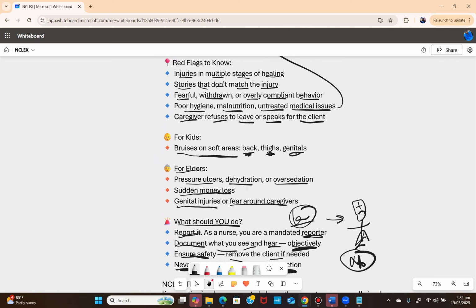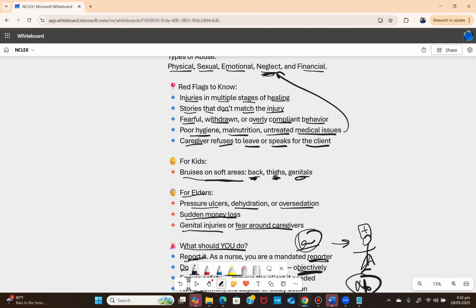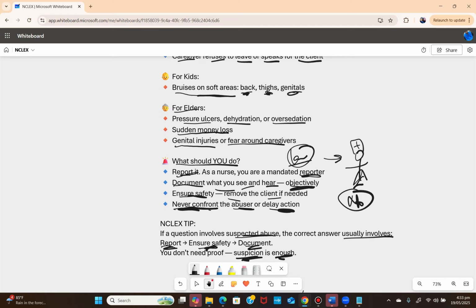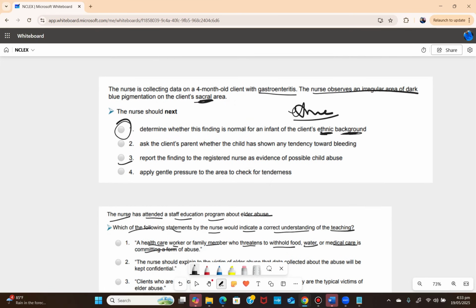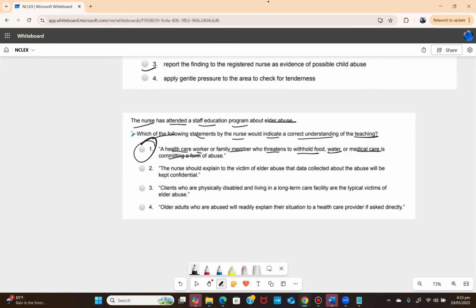Right. What will happen? There will be poor hygiene, malnutrition, and then what? Medical care. Then there will be untreated medical issues. Right. So obviously that is a typical sign of what? Abuse. Now the nurse should explain to the victim of elder abuse that data collected about the abuse will be kept confidential. Remember, we don't keep it confidential. As I said previously, we report it. So this is definitely wrong.